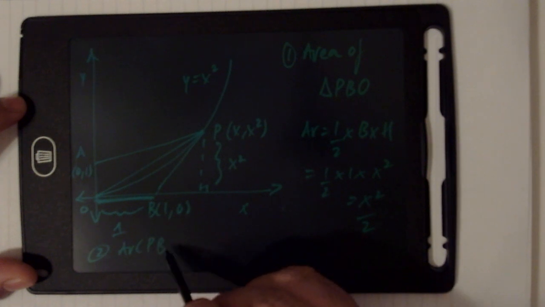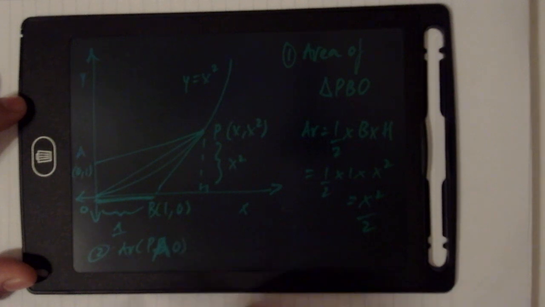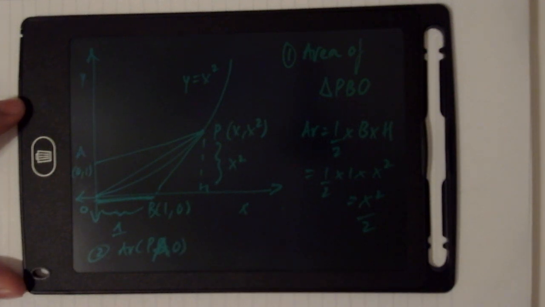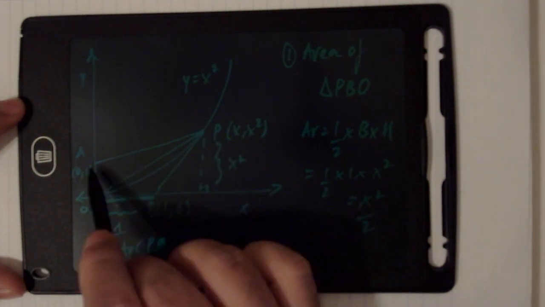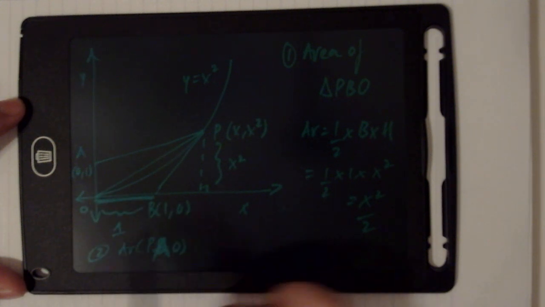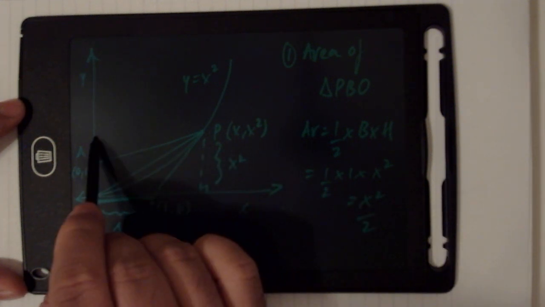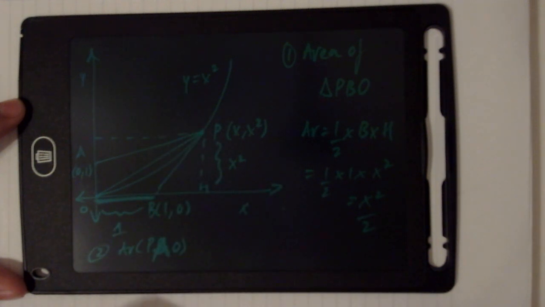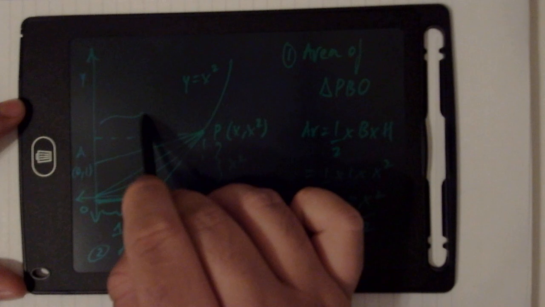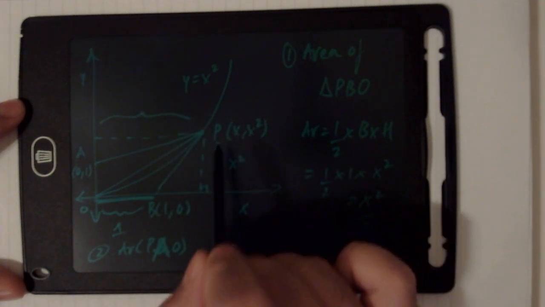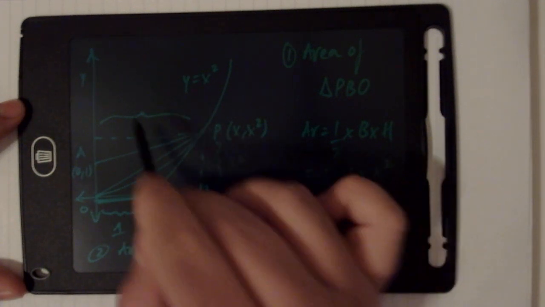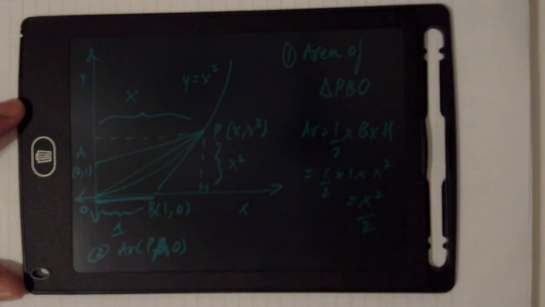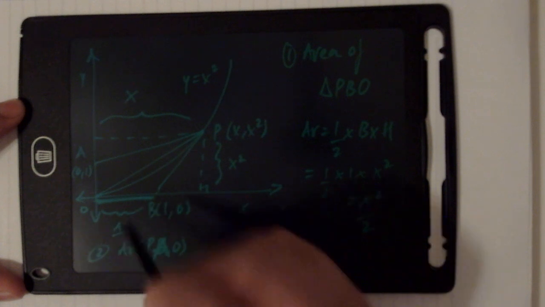Now the other thing that we want from it is the area of this triangle PAO. Sorry, I meant to write A over there. So that is this triangle. Once again, we're going to use a similar method. We're going to drop a perpendicular from point P, but this time onto the y-axis. And if you look at this distance, it's just going to be the x-coordinate of the point P, so just x.